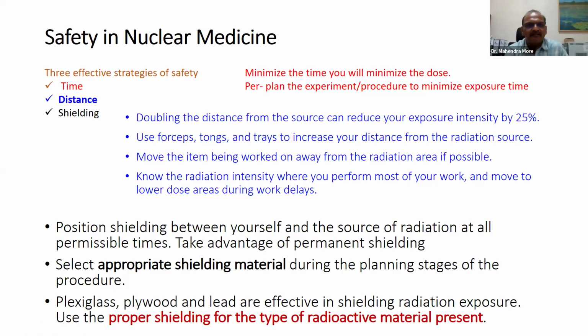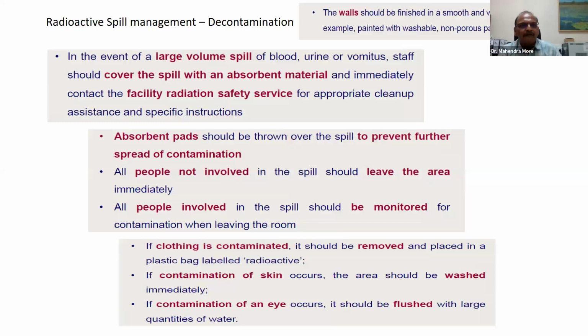So appropriate shielding material is mentioned under shielding. Why appropriate? Because for beta, you cannot use lead as shielding, due to the bremsstrahlung radiation that occurs with the beta. So proper shielding is also required depending on the type of material you are using for diagnostic and therapy purposes. Okay.